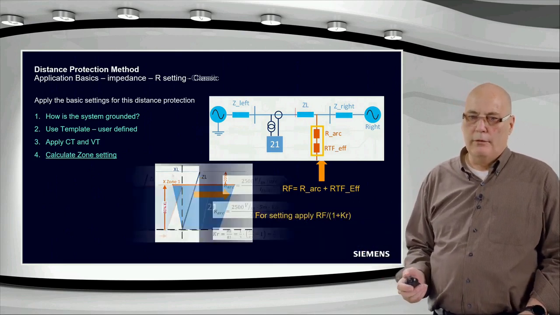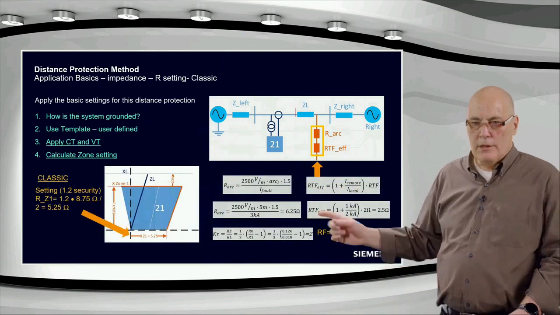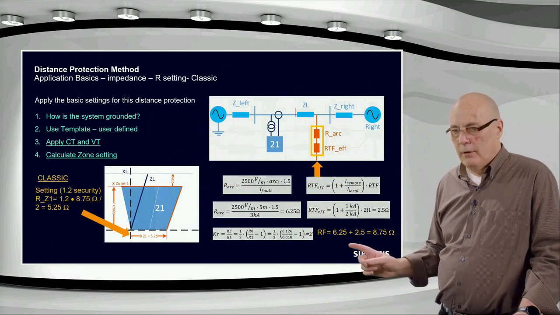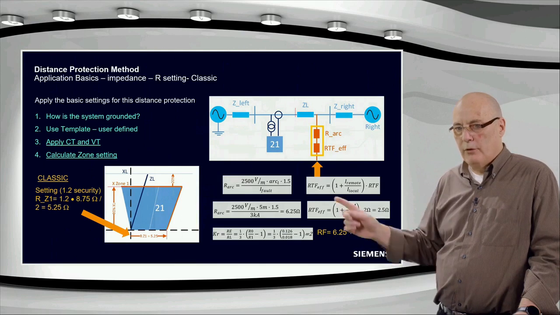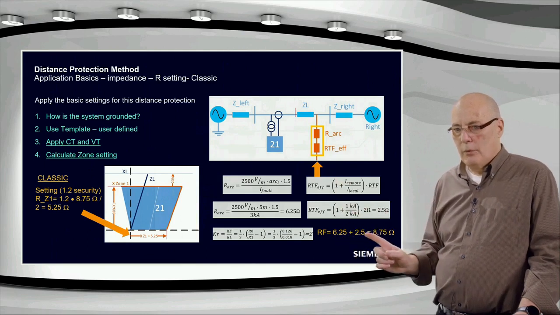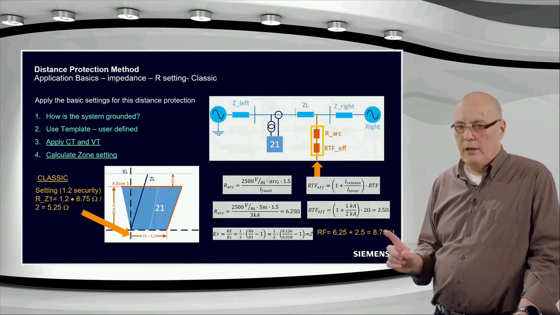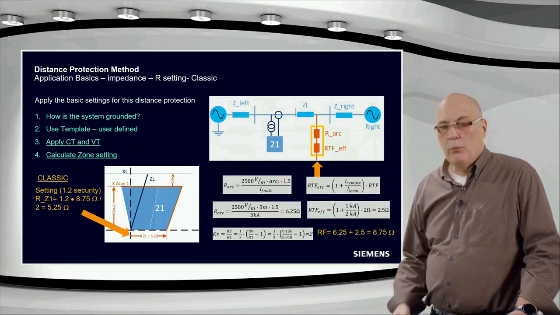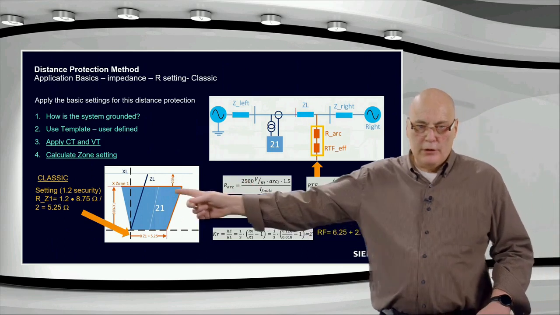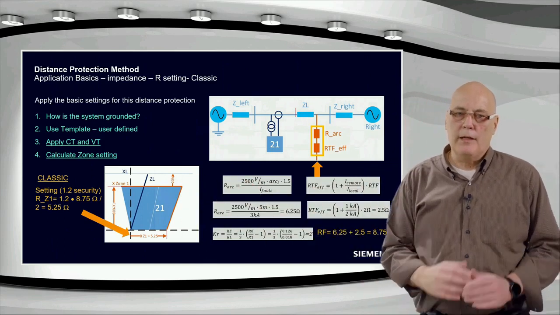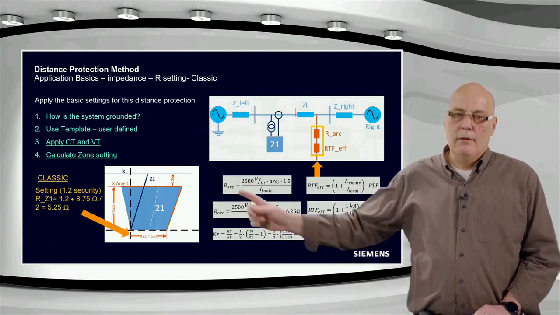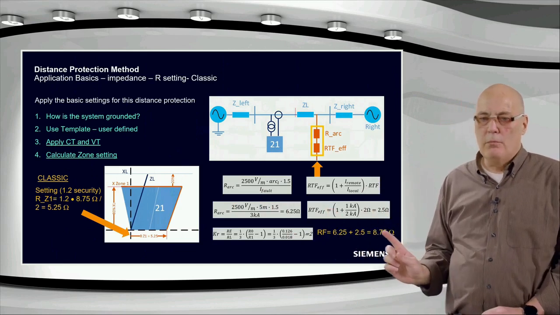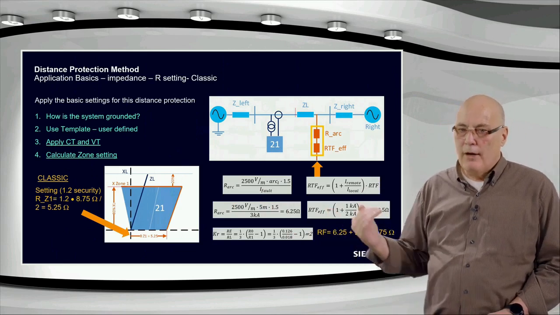That would be the setting we would require over here. So in this example, remember, we had 6.25 ohms plus the 2.5 ohm, 8.75 ohms was the sum of these two. And then if we apply the setting, we put a 20% safety margin. You can see the orange equation on the right-hand side, 1.2 times the 8.75 ohms, but divided by 2.